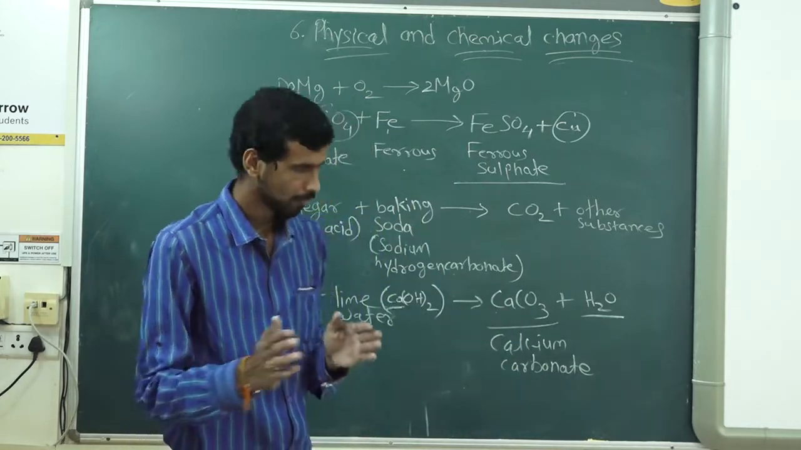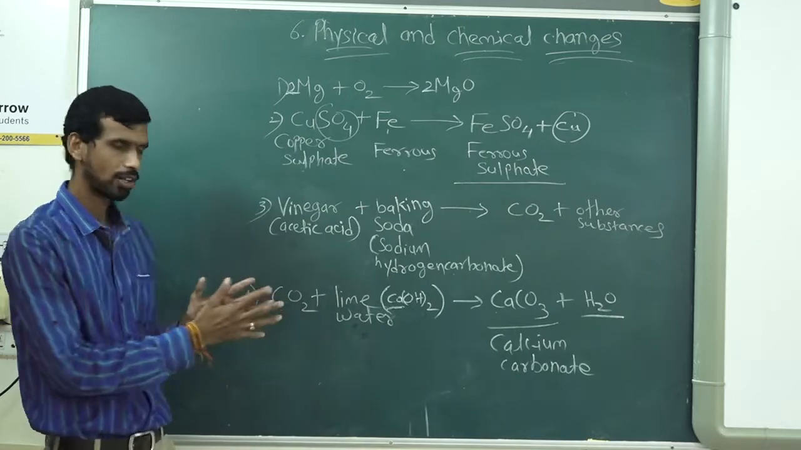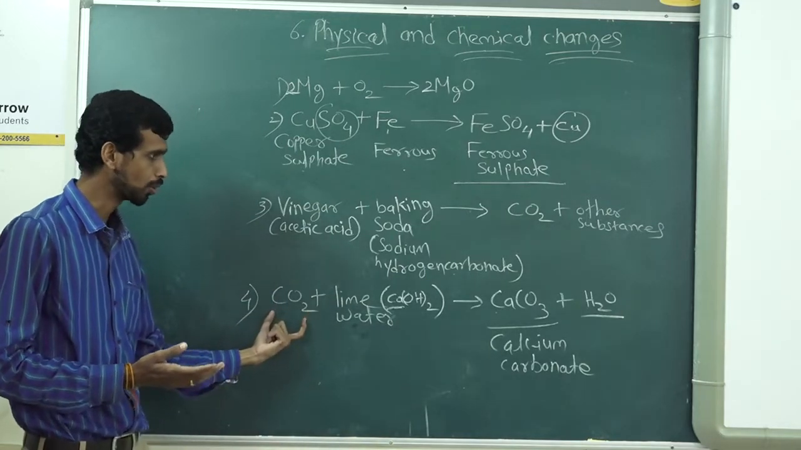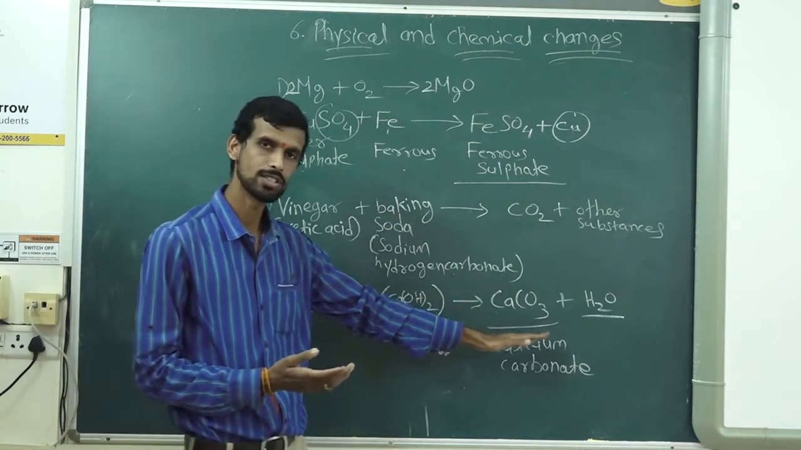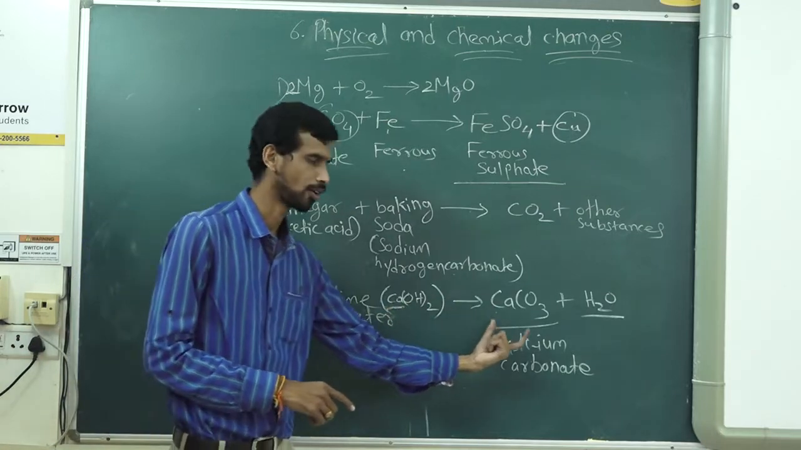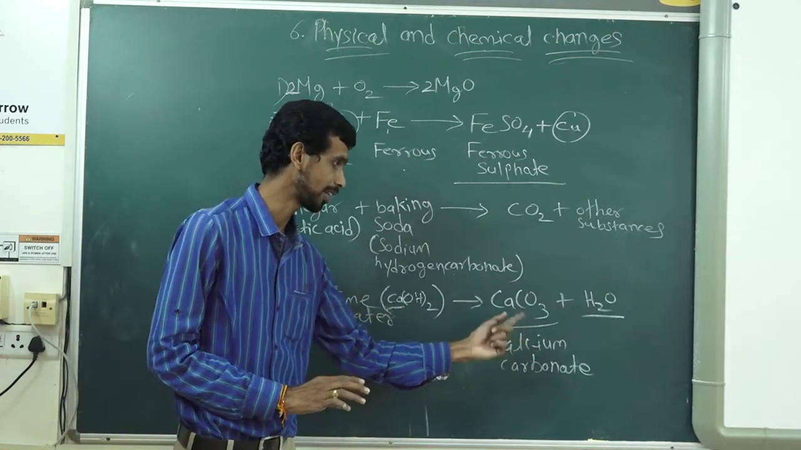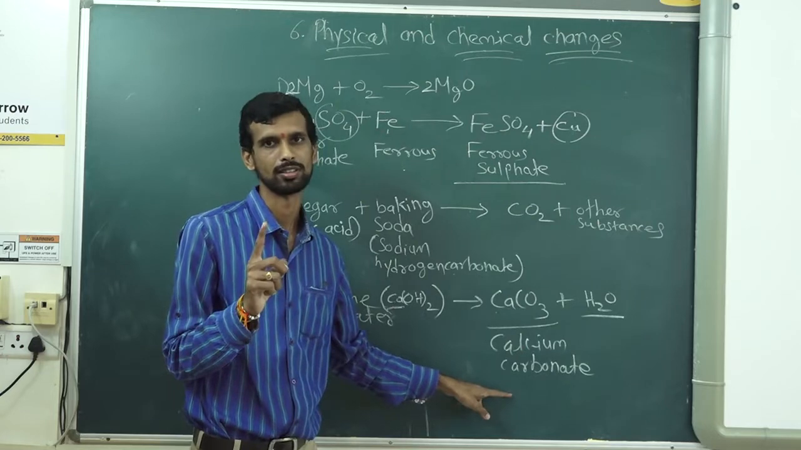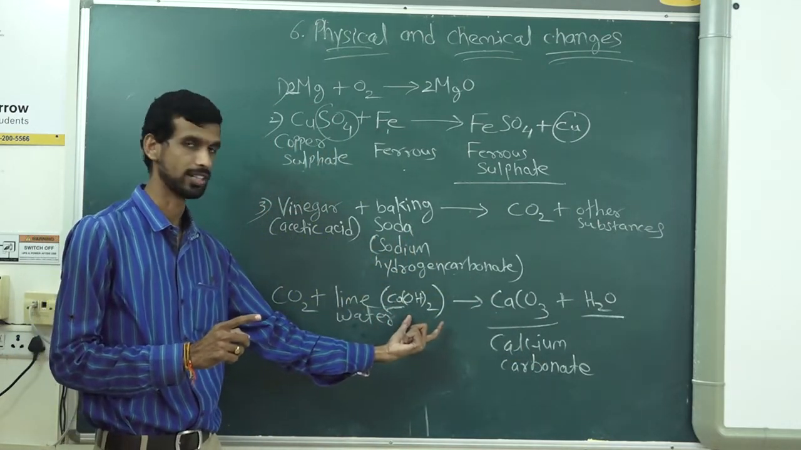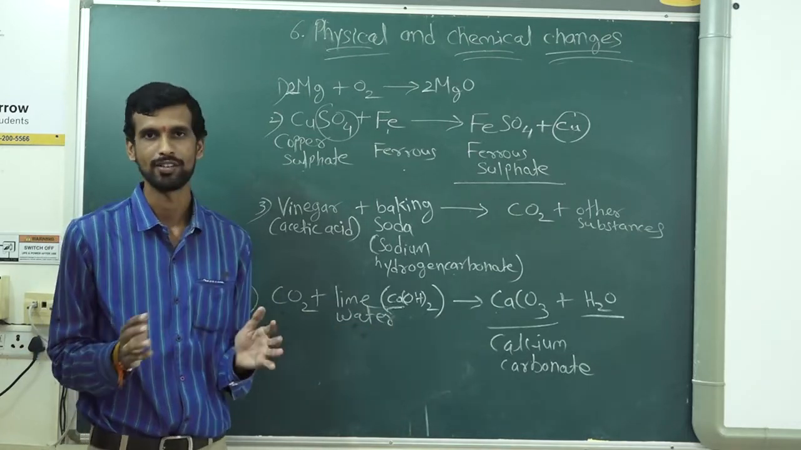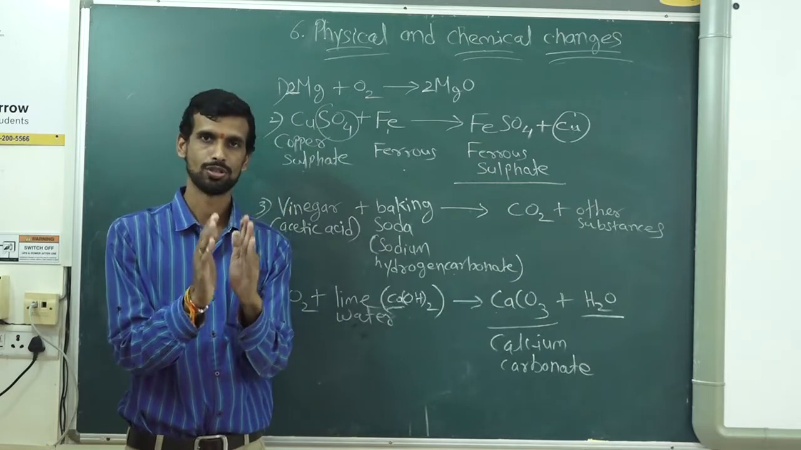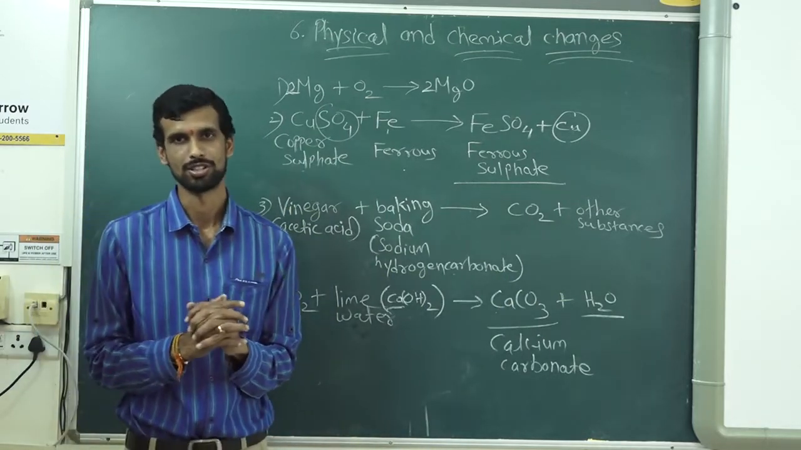So is this a physical or chemical change? Of course, it is a chemical change because CO2 was there. Now you can see CO2, no. Calcium hydroxide was there. Here calcium hydroxide is there, no. And here calcium carbonate is there. The properties of calcium carbonate and the properties of calcium hydroxide, which is also called lime water, are different. So here also new substances are produced. So this is also a chemical change.